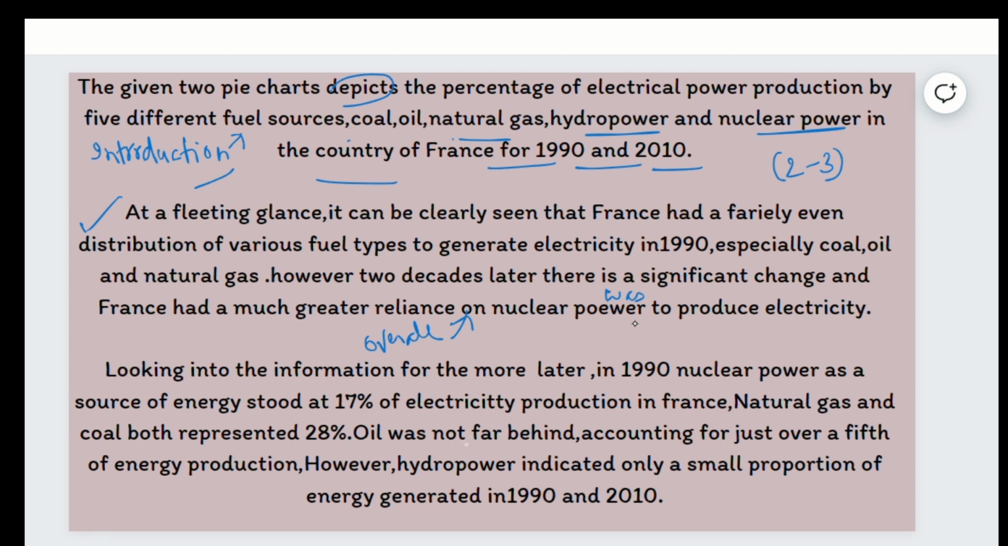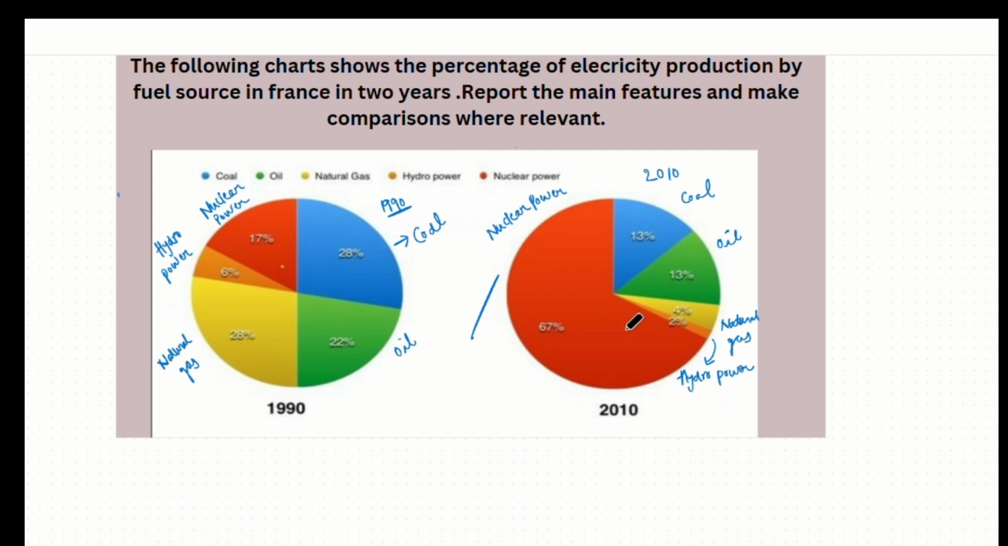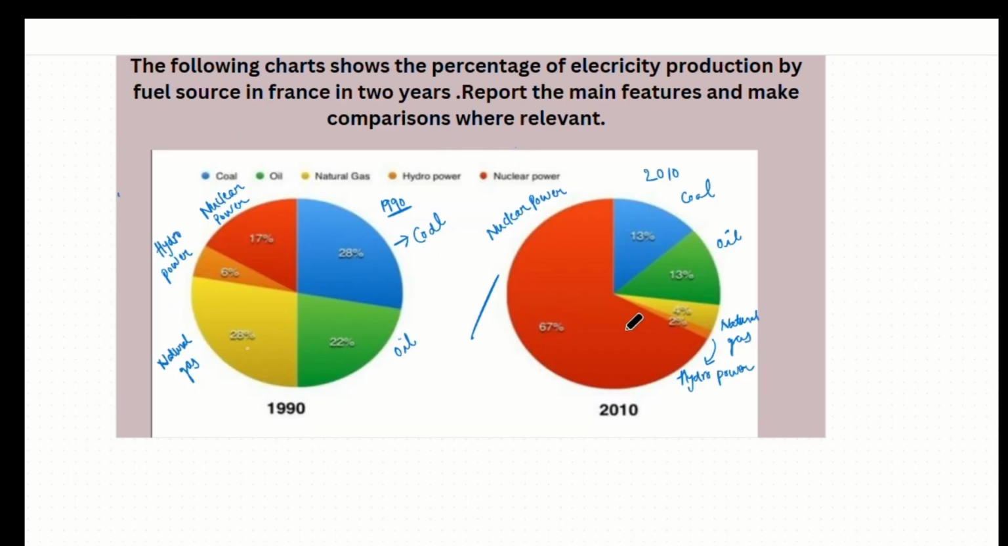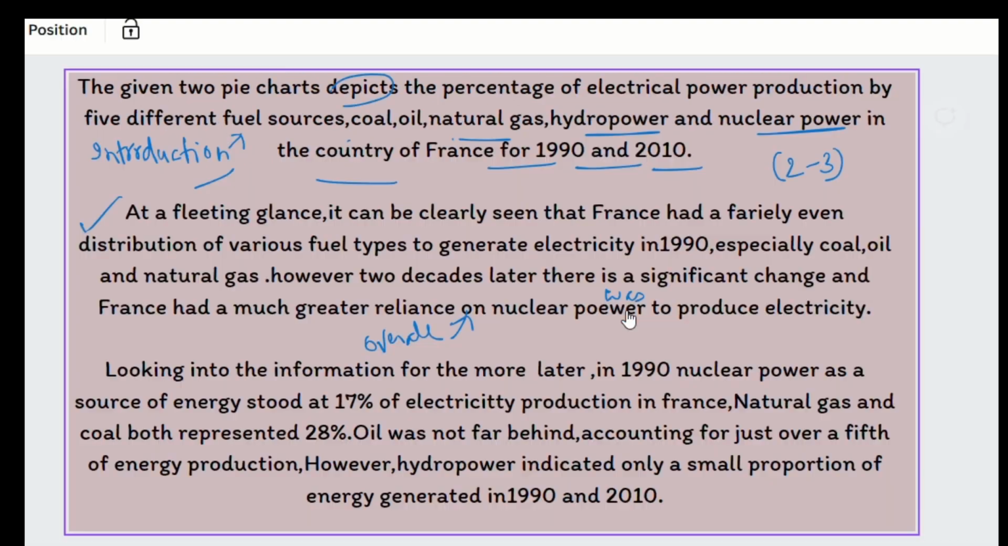So, looking into the information for the more later, in 1990, nuclear power as a source of energy stood at 17% of electricity production in France. In the first pie chart, nuclear power stands for 17%. Then natural gas and coal both represented 28%. We are using past tense here. When we are writing, we are using past tense, ed. We are using ed with every verb.